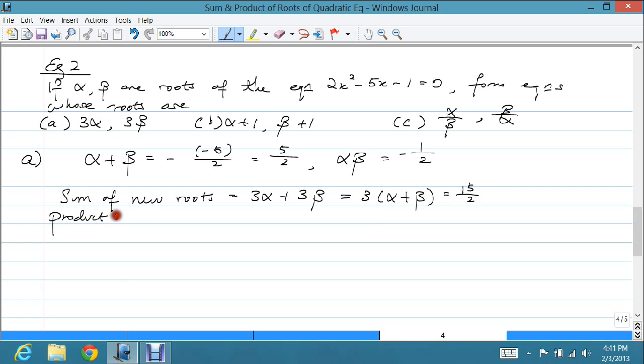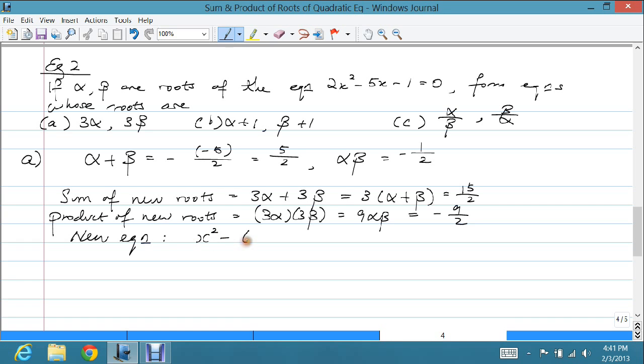Similarly, for the product of new roots, this is 3 alpha times 3 beta, which is the same as 9 alpha beta. So this gives me negative 9 over 2. Hence, the new equation will take the form of x squared minus the sum, which is 15 over 2 x, plus the new product, which is negative 9 over 2, equals 0. Don't forget, because this is the equation.